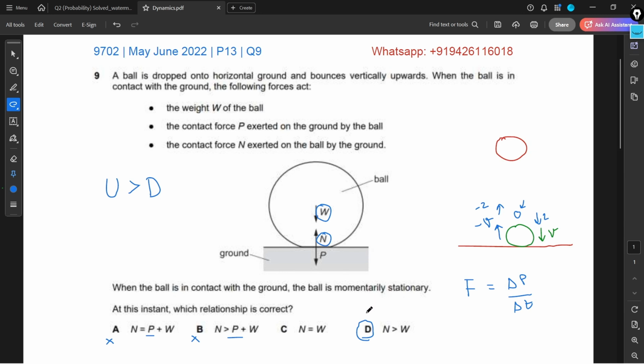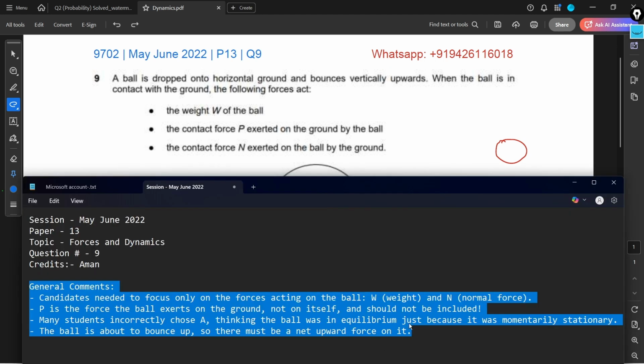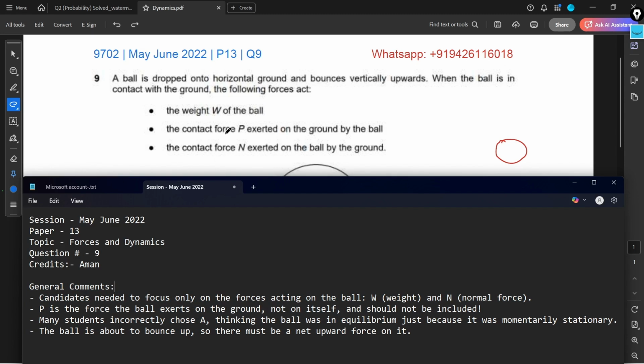Now let me show you the examiner report for the same. Here is the summary of all the comments made by the examiner for this question, based on how students have attempted it in this examination. There are two main mistakes that they have highlighted. The first mistake is that they thought that the ball was in equilibrium because it was mentioned that the ball is momentarily stationary. Now I've already explained why this is not true.